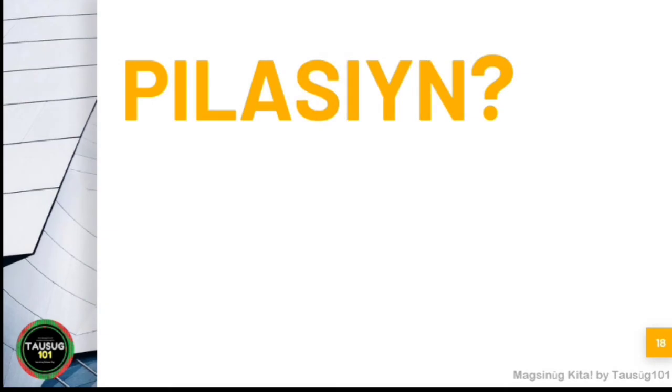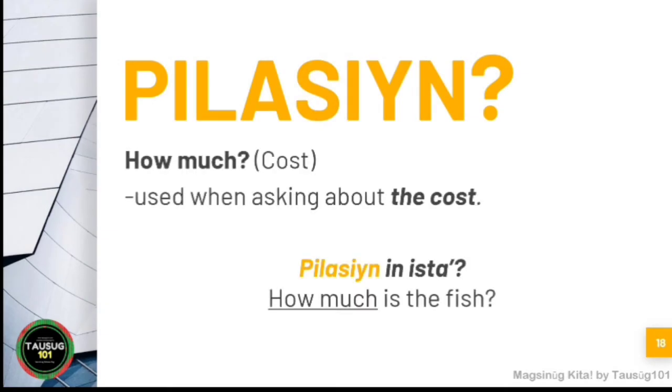Next we have pilasin. This is the equivalent of the question how much? Cost. We use this question word when asking about the cost of a certain object. An example, pilasin in ista. Pilasin in ista. How much is the fish?